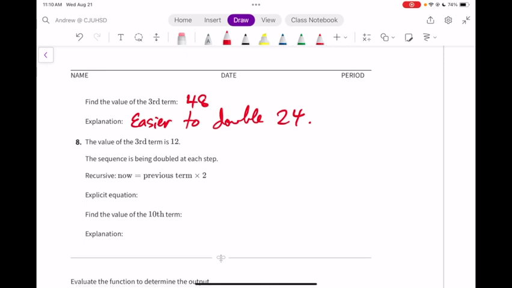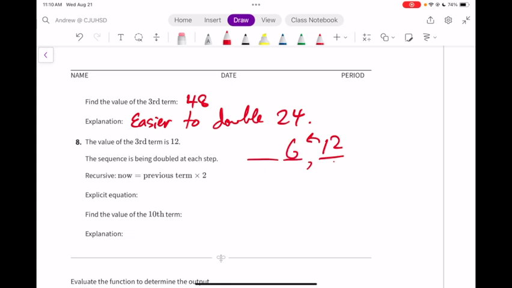The value of the third term is 12. The sequence is being doubled at each step. Here's the recursive equation. What's the explicit? Well, the explicit would have to have an exponent because we're multiplying many times. Let's see if we can count our way back. If the third number is 12, and we doubled to get 12, well, what came before?